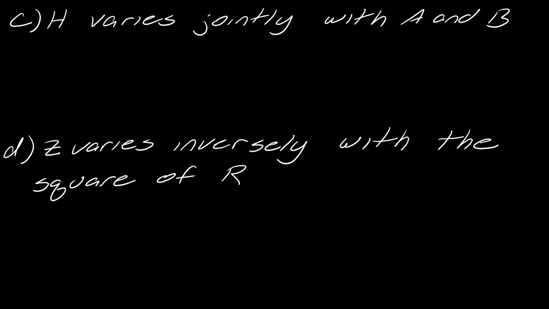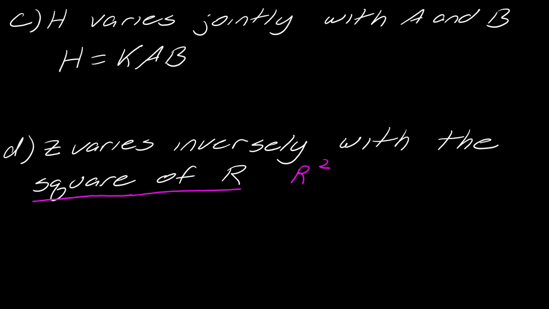So for C, I have H varies jointly with A and B. So H varies means that's going to be my H equals, and then jointly, so that's K, and I'm going to multiply K by A and B. Now, this next one, Z varies inversely with the square of R. So what does it mean to square something? The square of R means R squared. Sometimes people think it means square root. It doesn't say square root, it says square. So Z equals K divided by R squared. So there's the idea.